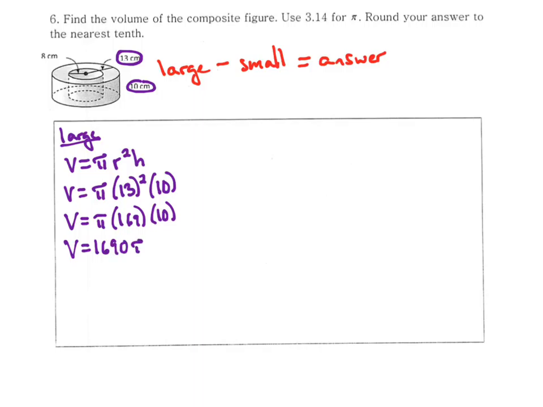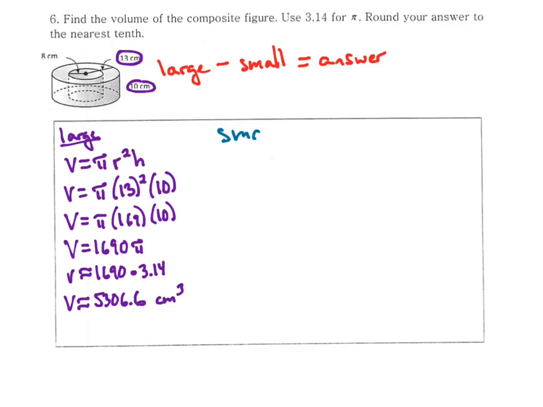Do the math. Volume equals pi times 169 times 10. Volume equals 1,690 pi. Substitute in for pi. Multiply that out. We get volume is about 5,306.6 centimeters cubed.